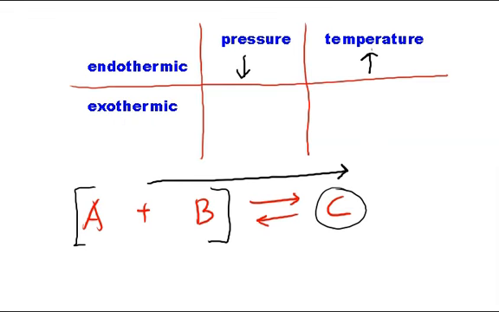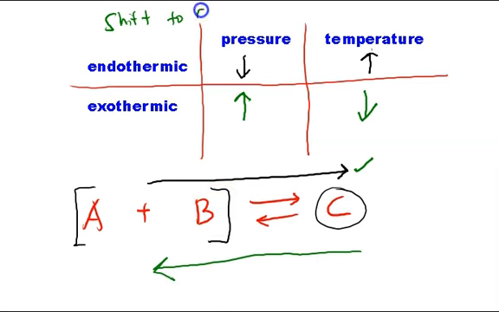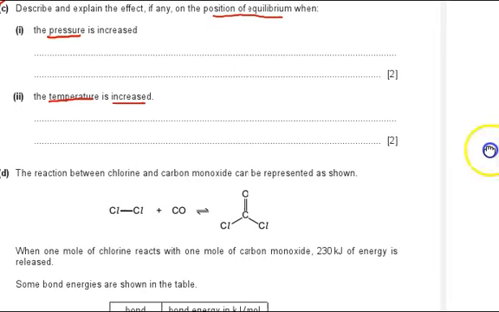While for the exothermic, it is releasing heat, so there is no point in increasing the temperature. So the temperature should be kept under control, and we have to increase the pressure. That's how it will shift to the right. Anything that happens opposite will shift to the left. So this is only for shifting to the right.